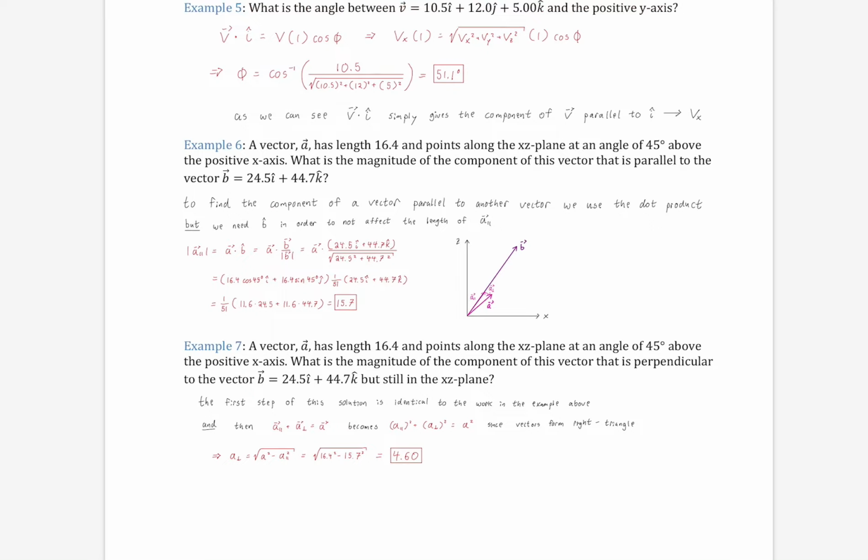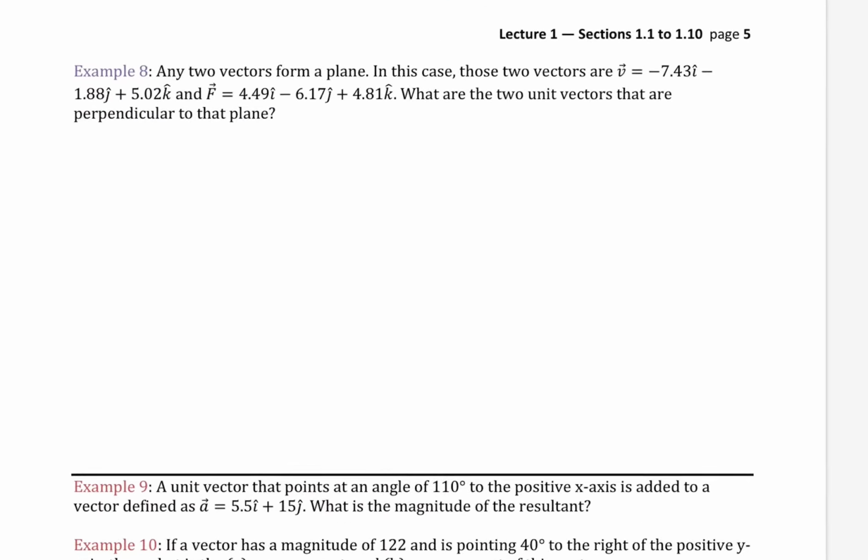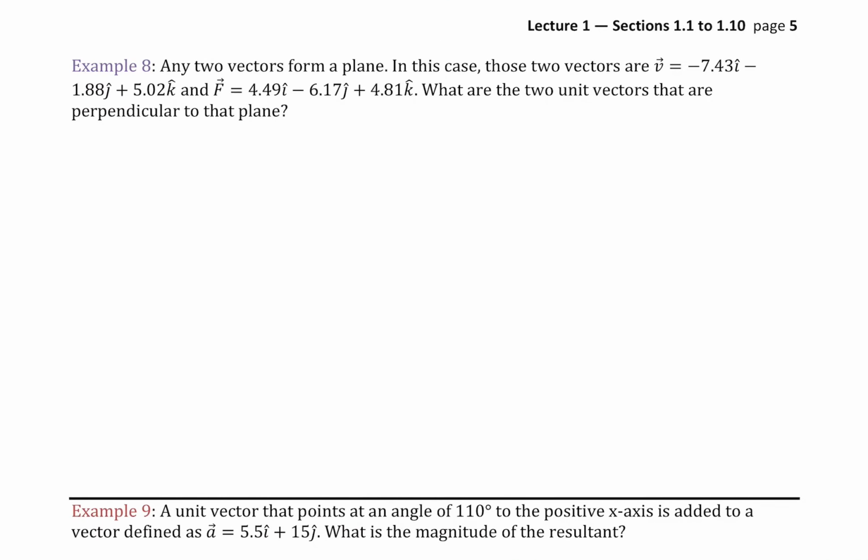Last example. Let's finish this up. This is a final cross product example. Any two vectors form a plane. I've said this a few times, but here it is in writing. In this case, those two vectors are V and F. What are the two unit vectors that are perpendicular to that plane?